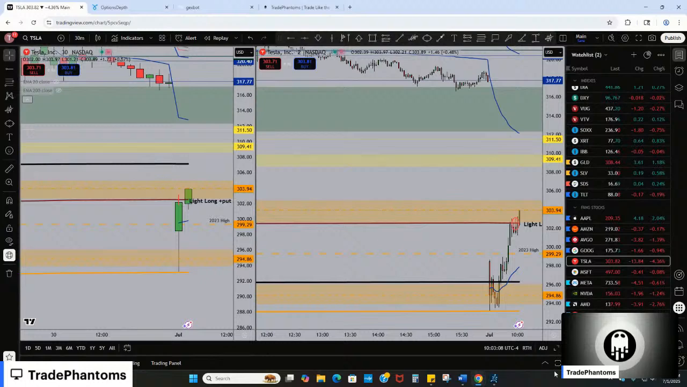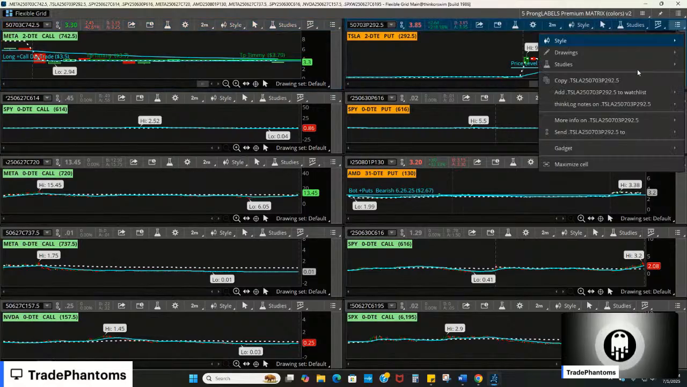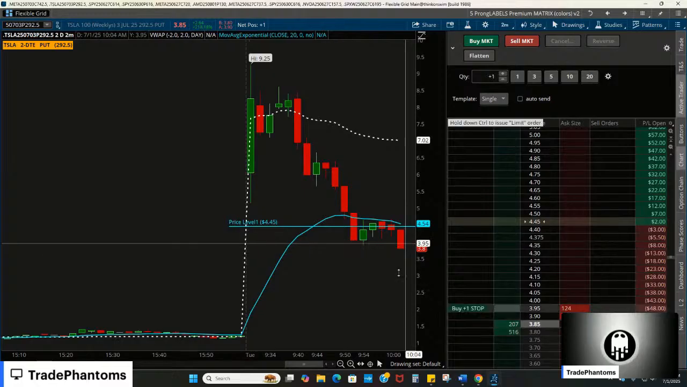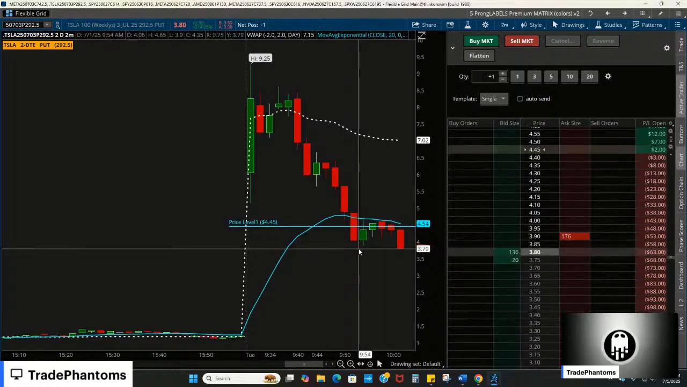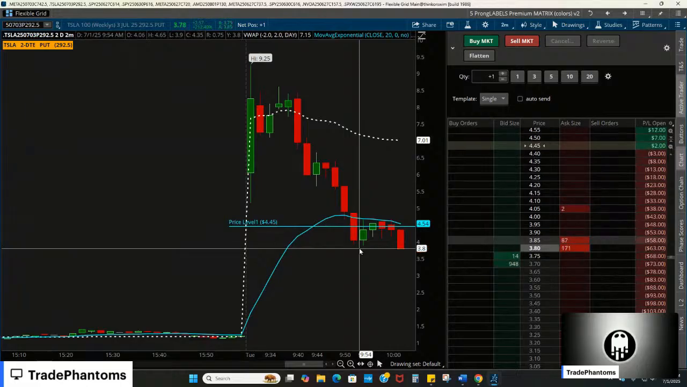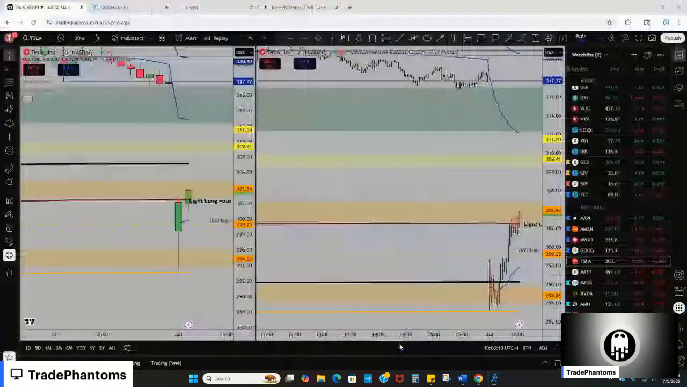Tesla's squeezing on the bad news. I'm just gonna have to cut this. There's no follow-through on it. Meta as well, reduce that. Apple out of all tickers, that's kind of falling through a bit. Weird.